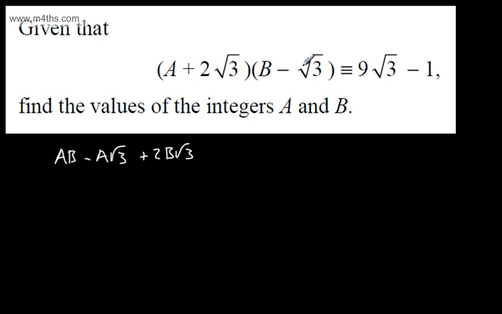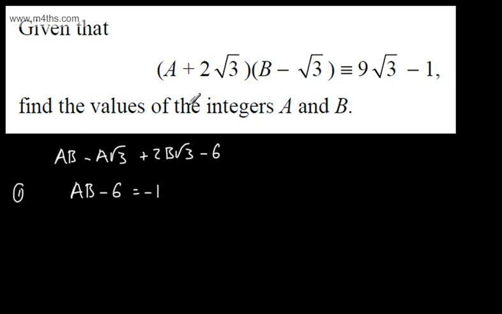Then we're going to have 2 times negative 1. Root 3 times root 3 is 3. So that's going to give me negative 6, or minus 6. So let's have a look at this. What I'm going to do is look at the rational values: we're going to have a, b, and then minus 6. If we look at the right hand side, that must be equal now to negative 1. And I'm going to call that equation 1.